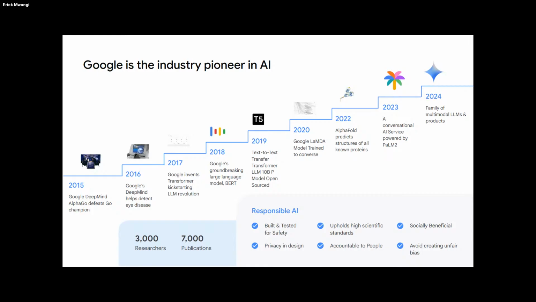Then the other important one was in 2022, where AlphaFold developed a model which is able to predict the structures of all known proteins. This is really helpful because it can help create new drugs and identify problems in our bodies, things like that. And then last year, 2024, Google released Gemini, which is a family of multimodal LLMs and products. Those are just some of the key milestones by Google in this AI race.